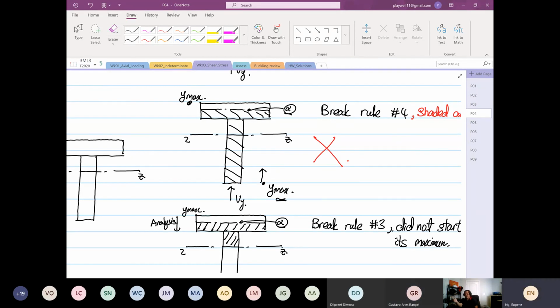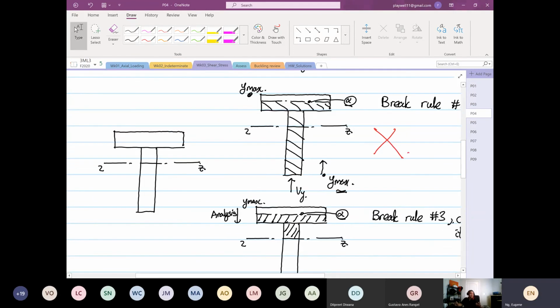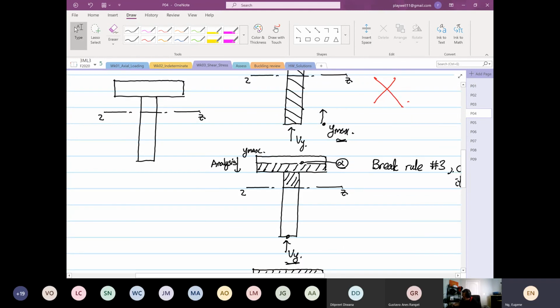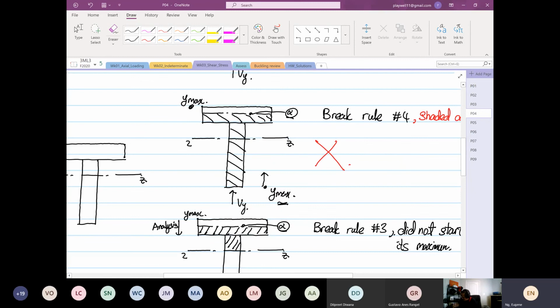You cannot take it when your area, right? When we take moment, it's force by perpendicular distance. First moment of area is area multiplied by perpendicular distance from the centroid. If you cross over the centroid, like for this case, where is the perpendicular distance of the entire area? Because you already crossed the centroid. That is where the problem is.